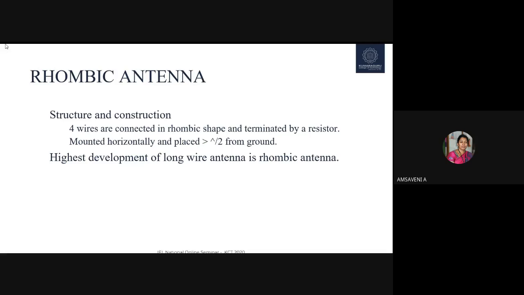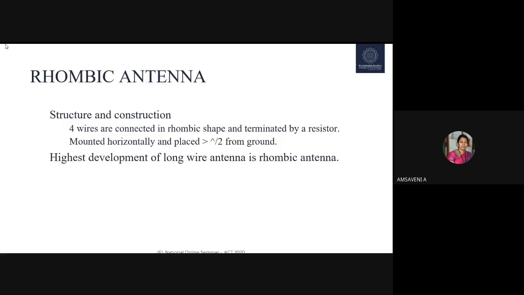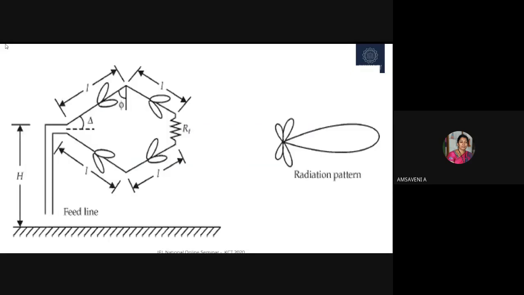Next, we have a rhombic antenna. These are otherwise called traveling wave antennas. Traveling wave antennas provide larger bandwidth. These rhombic antennas are high bandwidth antennas. This is the structure of a rhombic antenna, and it provides a unidirectional pattern. Here there are 4 wires, and the antenna will be terminated at the other end.